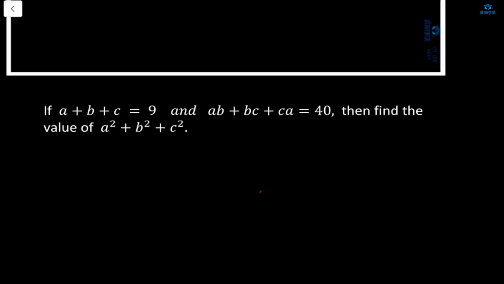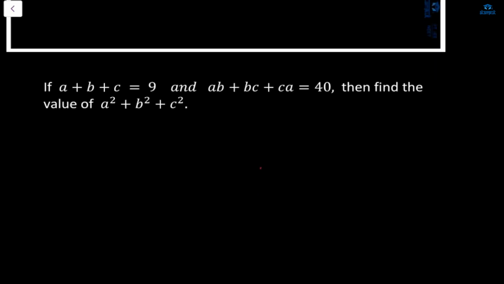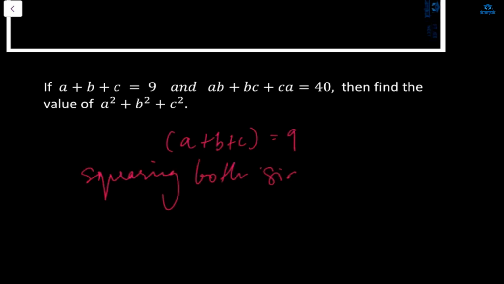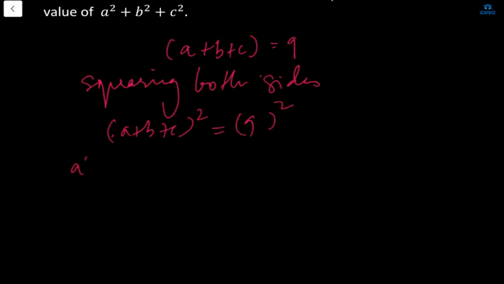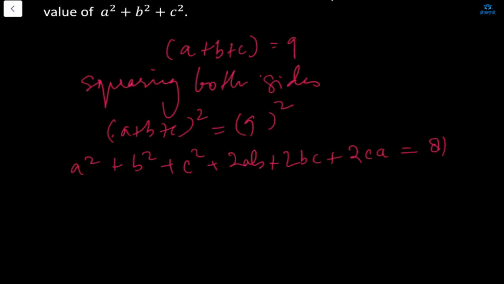So you can do square on both sides, okay? If you're doing square on both sides, what will you get? A plus B plus C is equal to 9. Squaring it, you will get a square plus b square plus c square plus 2ab plus 2bc plus 2ca is equal to 9 squared. Okay, this is what we have to find out.